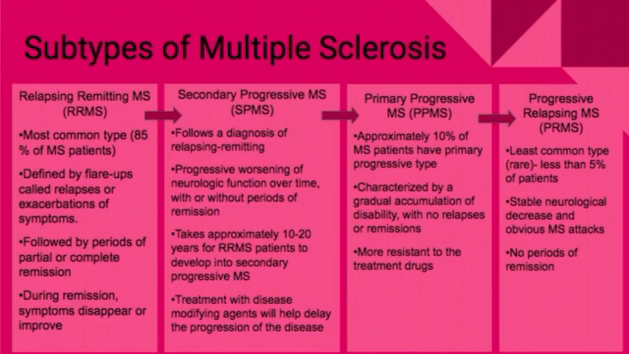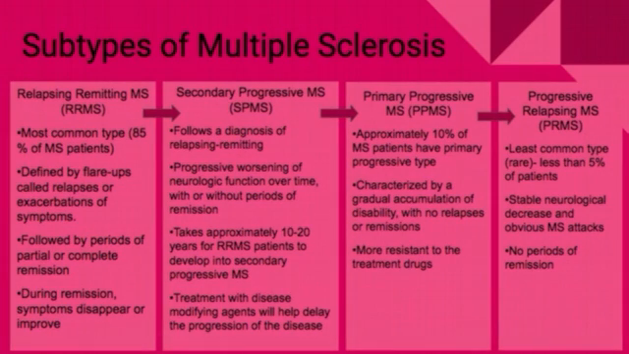So now let's look at secondary progressive MS. Secondary progressive MS is Miss Weagle's current diagnosis, and it is also known as SPMS, which is categorized by progressive worsening of neurological function over time with or without periods of remission. It usually takes 10 to 20 years for RRMS patients to develop into secondary progressive MS. It follows a diagnosis of relapsing remitting MS, which makes sense in Ms. Weagle's case.